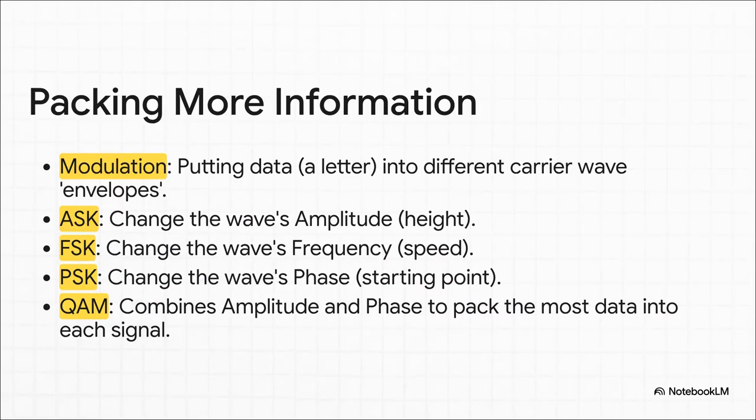But how can we squeeze the most information possible into our little slice of the highway? We use another trick called modulation. Think of our signal as an envelope and our data as the letter inside. We can encode information by changing the envelope. We can change its height or amplitude. We could change its speed, its frequency. We can even shift its starting point, its phase.